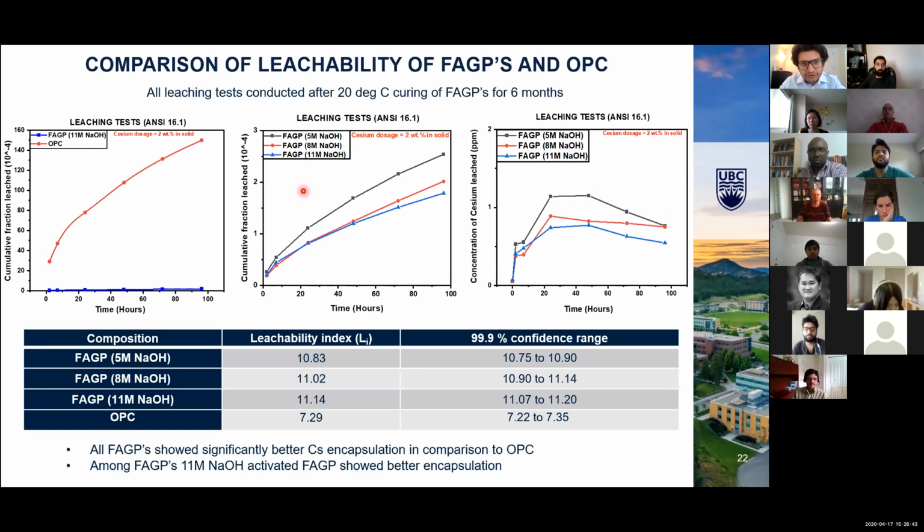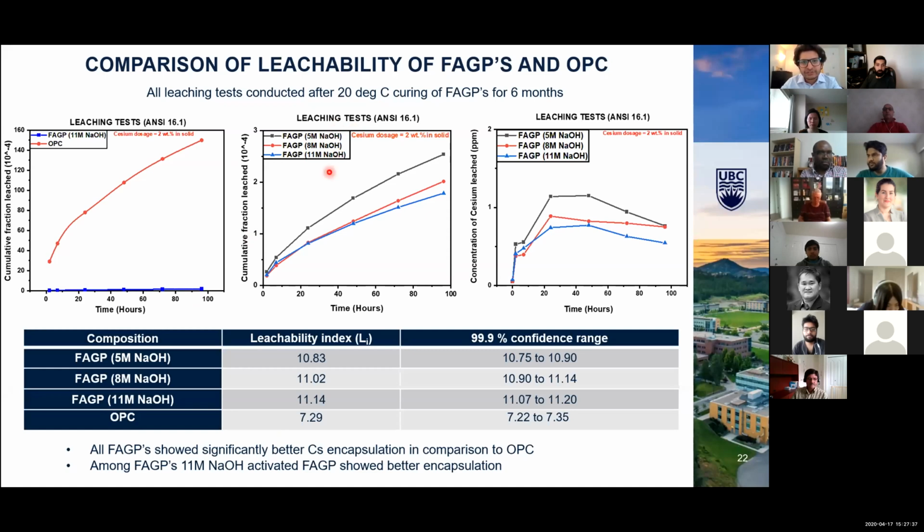significant. Based on these results, you can calculate the effective diffusion coefficient, and from there a term called the leachability index, which gives the ability of a material to encapsulate the radionuclide within the material. The higher the value, the better it is. The threshold value for the leachability index is 6, and the higher the value is above 6, the better the material is. If you look at the values here, the fly ash geopolymers have really high values in comparison to OPC. This proves that these geopolymers, even having different molarity of sodium hydroxide within them, perform really well in comparison to ordinary Portland cement.